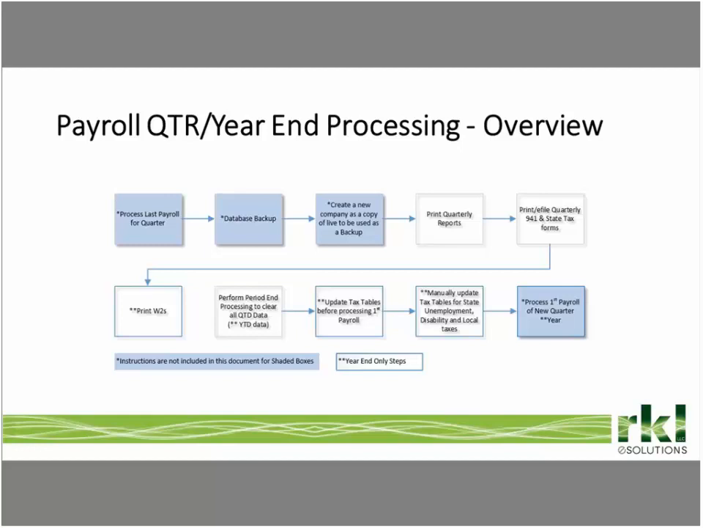Some of the things that we have documented, just from a color coding standpoint here, you'll see anything that's in a white box here, we've got that information in subsequent slides. But we're going to talk about printing your quarterly reports, printing and filing your 941 and state tax forms, printing W-2s when appropriate, performing year-end processing to clear all the quarter-to-date, and if you're on the fourth quarter, year-to-date data, updating the tax tables. That's very important. We'll talk about that as well. And then you can manually update the tax tables for unemployment, disability, and local taxes if that's appropriate for your state. And then you process your first payroll in the new quarter or the new year.